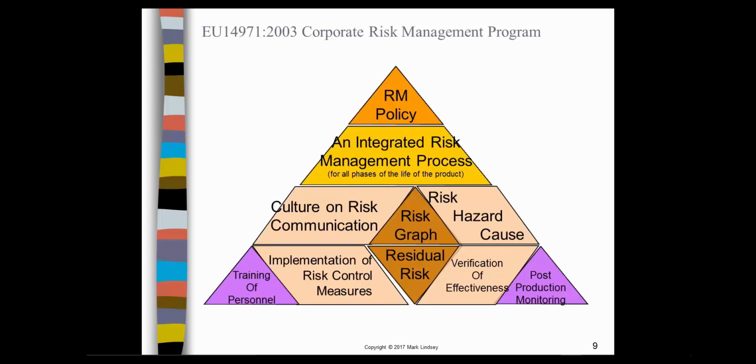There's also the EN 14971 Corporate Risk Management Program, which is shown here as an overview. So you have your risk management policy, followed with an integrated risk management process for all phases of the life of the product. And then you have to have a culture and risk communication, and you have to look at the risks, the hazards, and the causes, and display them on a risk graph. And then you have your residual risk. So what do you do there? Well, you have implementation of your risk control measures, training of personnel, and verification of effectiveness and post-production monitoring.